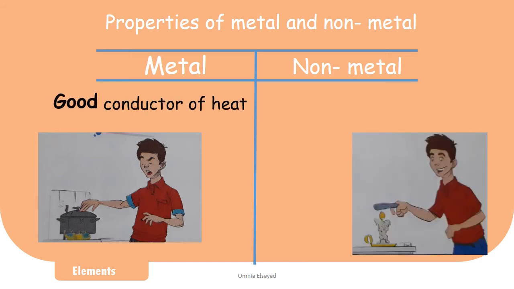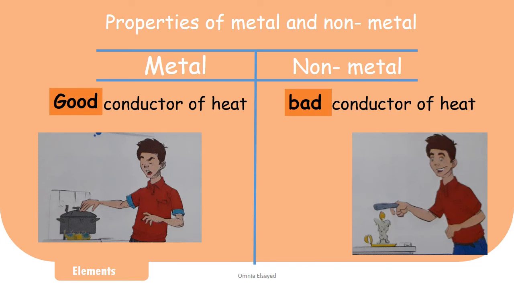But if you have a piece of carbon close to the fire, you will not feel hot. Why? Because carbon is a bad conductor of heat. Carbon is a non-metal, so non-metal is a bad conductor of heat. Metal, good conductor of heat. Non-metal, bad conductor of heat.